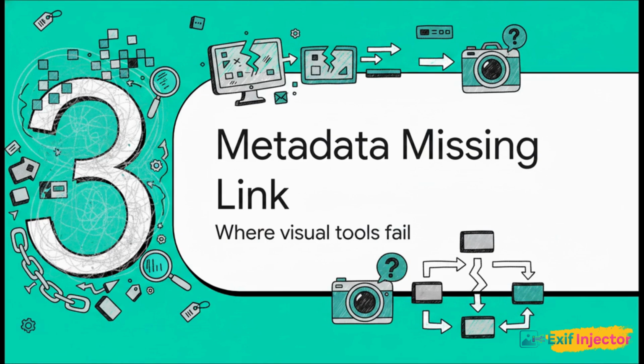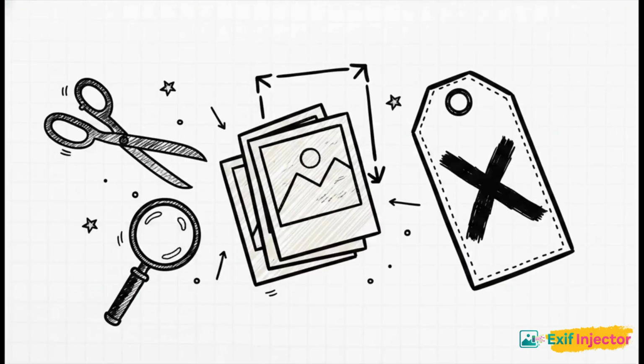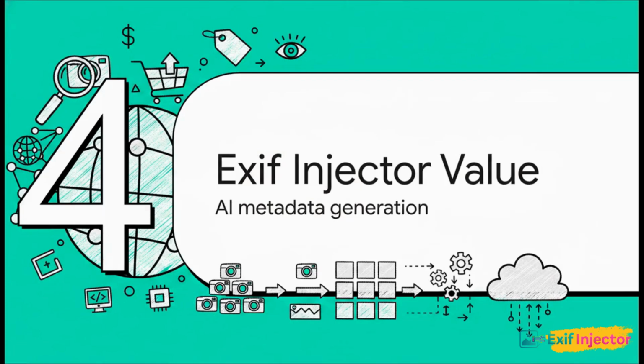Let's talk about where these visual tools actually fall short. Okay, so these visual tools, they are fantastic for manipulating pixels. But here is the massive catch. While they resize and watermark flawlessly, absolutely none of them can generate new IPTC descriptions or keywords for your images. None of them. And if you look at the standard tool for batch metadata, ExifTool, it relies 100% on manual command line input with zero AI assistance. It's a huge gap in the workflow. So let's jump to part 4, Exif Injector's unique value, and how we bring AI-powered metadata generation into the mix.